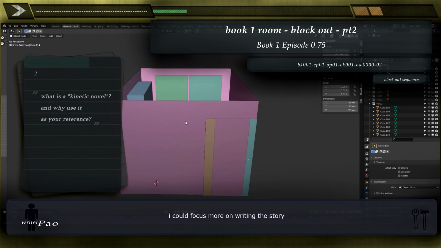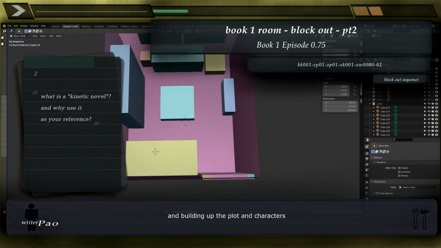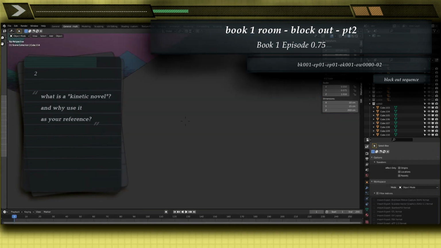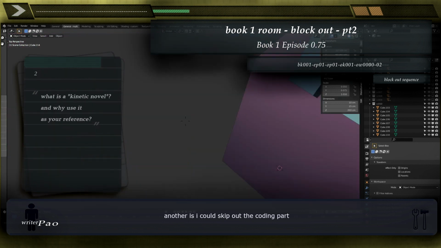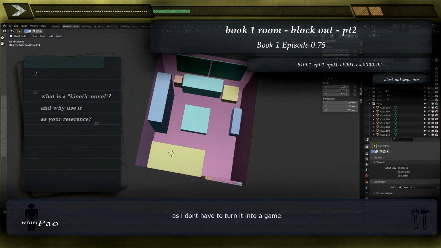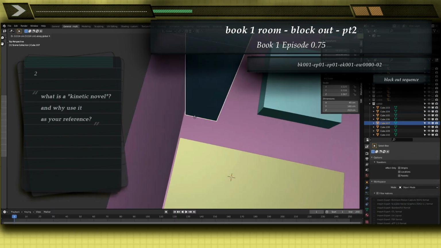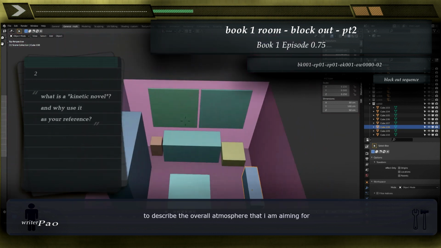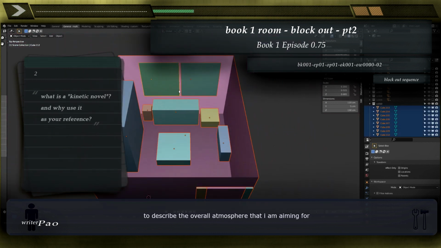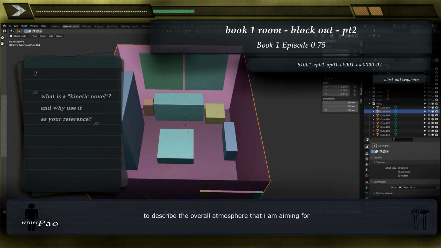For one, I could focus more on writing the story and building up the plot and characters. Another is I could skip the coding part as I don't have to turn it into a game. And no, I know that what I am doing is not a kinetic novel. I am merely borrowing and referencing it to describe the overall atmosphere that I am aiming for.